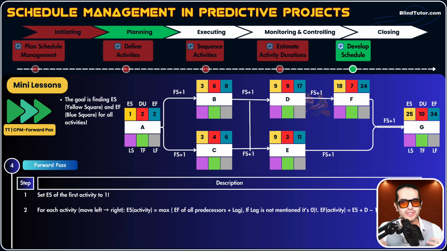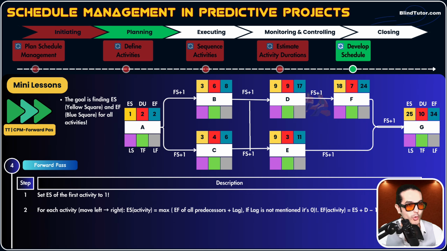Let's go to activity C. What's ES of activity C? It's the EF of the predecessor activity. The predecessor activity of C is A. EF of A is 2. So EF of the predecessor activity plus lag, which is 1. 2 plus 1, 3. So ES of both activities B and C is 3. Let's calculate EF of activity C. We add that yellow square, which is ES of activity C, plus the red square, duration. 3 plus 4 equals 7. Minus 1 equals 6. So EF of activity C is day 6.